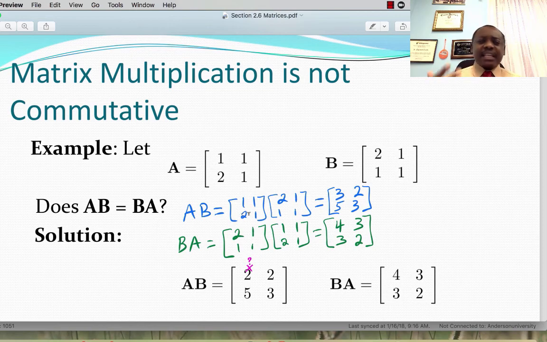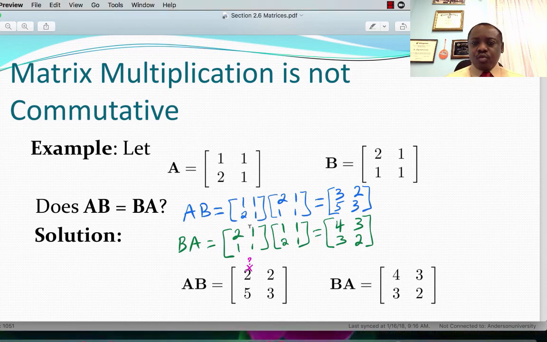I want to do this again and again just so that it sticks and you don't have any problem with matrix multiplication. So let's go ahead with row 2 and column 1. So that will be 2 times 2, which is 4, plus 1 times 1, and that gives us 5. We have it right there. And next would be 2 times 1, which is 2, plus 1 times 1, which is 3.